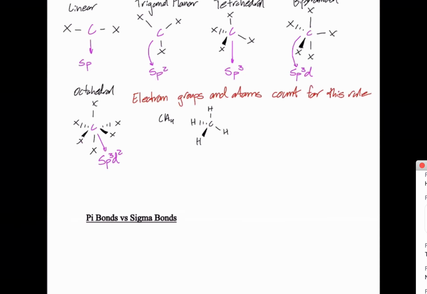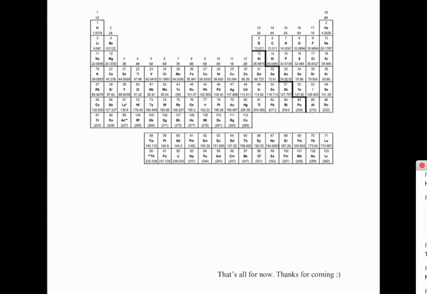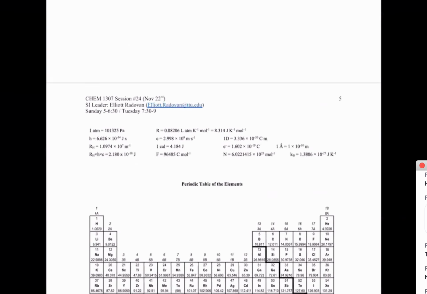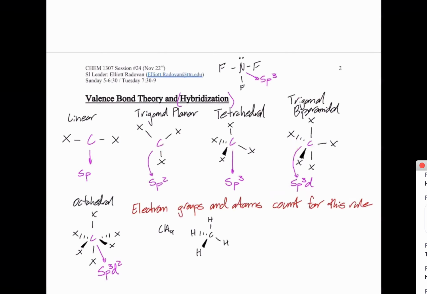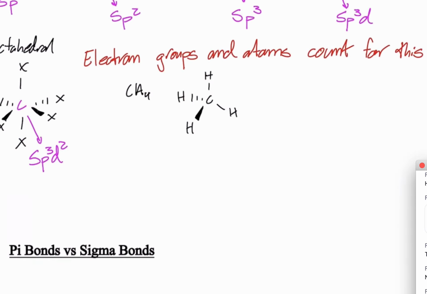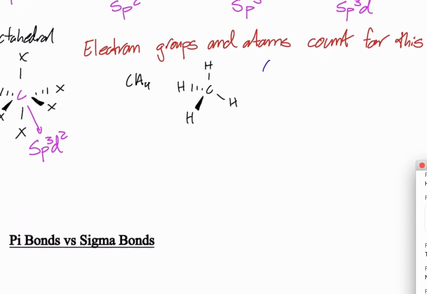So notice how, if we look at the periodic table for carbon, carbon is going to be in the 2s and the 2p block for its valence electrons, right? So its valence electrons are going to be in 2s and 2p. So what's going to happen is you have your s orbitals, which are shaped like spheres, and you have your p orbitals, which are shaped like dumbbells.